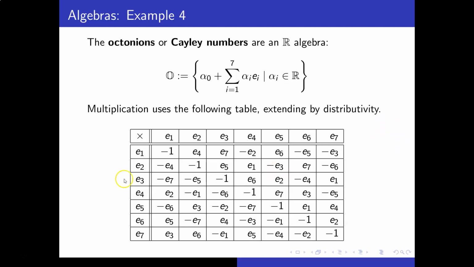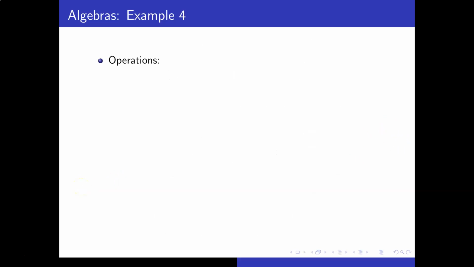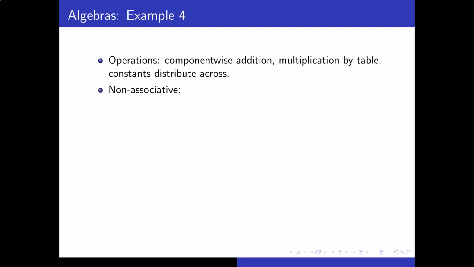So how do we do it? Well, the operations are going to mimic a lot of what we saw with the quaternions. It's going to be component-wise addition. I've got 8 dimensions, and I add each one to itself. For multiplication, again, you use that table and you expand it using the distributive property, and then you assume that constants, i.e. the real numbers, will distribute across any of the e sub i's. Now, this thing is non-associative.